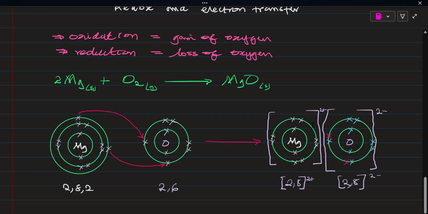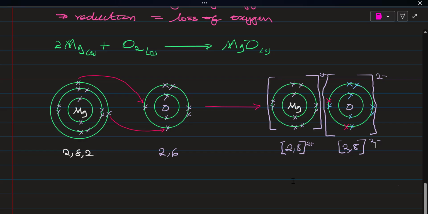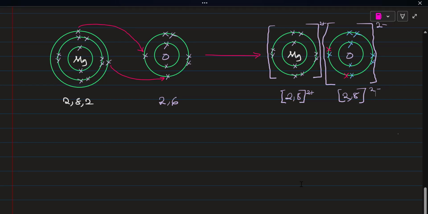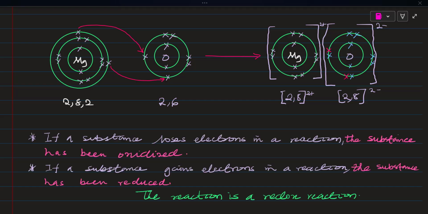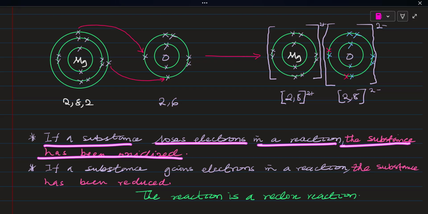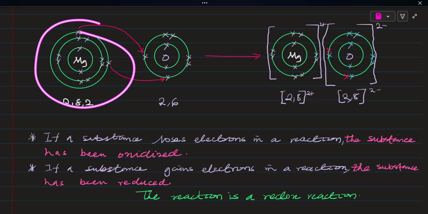That is where the definition comes. Anytime a substance loses electrons during a reaction, that substance has been oxidized. Before magnesium can gain oxygen and become magnesium oxide, it sacrifices 2 electrons. So loss of electrons to become magnesium oxide is oxidation, just like gain of oxygen last time. So we can put it together and say if a substance loses electrons in a reaction, the substance has been oxidized. Magnesium loses electrons in this reaction, so magnesium has been oxidized.